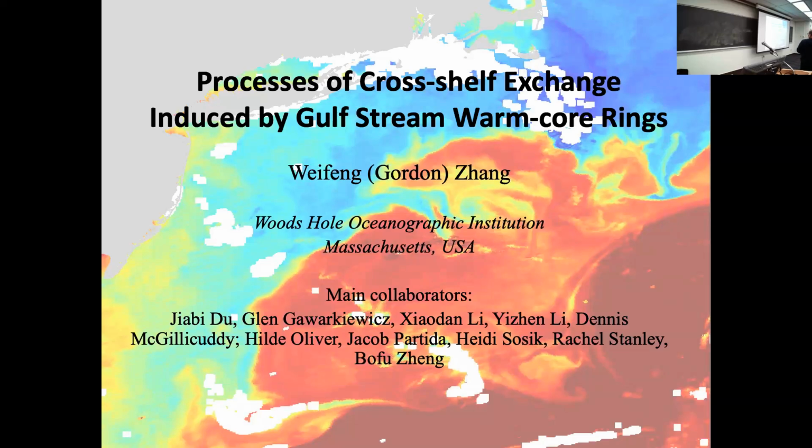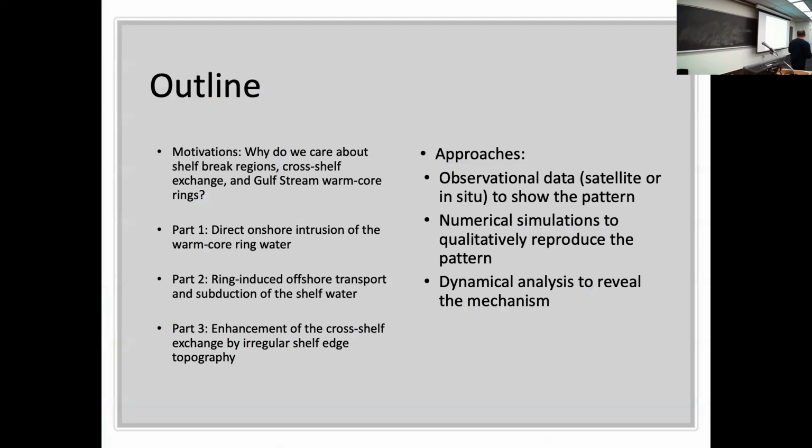but I will mention a little bit about the impact on biology. All right, so the outline of my talk, just to give you a sense of what I'm going to cover. The first part is why we care about this region, why we care about the warm core rings, why we care about the shelf break region. And then in terms of the water exchange, we're talking about offshore water being pushed onto the shelf. So that's the direct intrusion of the ring water onto the shelf. And then I also talk about how the ring will suck or draw some of the shelf water into the slope sea, so the opposite direction. And so that's a two-way exchange, completing the loop. And then I also talk about how irregular topography, like canyons, affects water exchange across the shelf break. And so that's the main part.